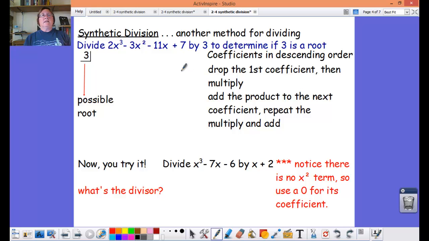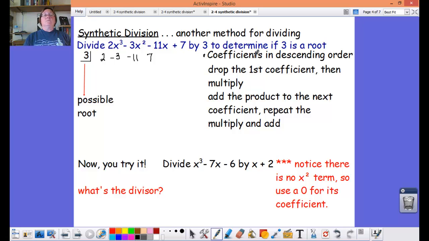This is called synthetic division, and some folks like synthetic division real well. You may have used this in your Algebra 2 class, but I'm not sure that everyone did. There's a plan over here for dividing synthetically, and it says start out by listing the coefficients in descending order. So 2, negative 3, negative 11, and 7.